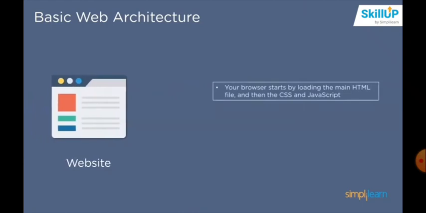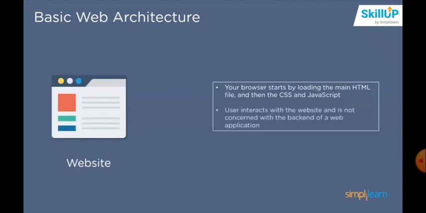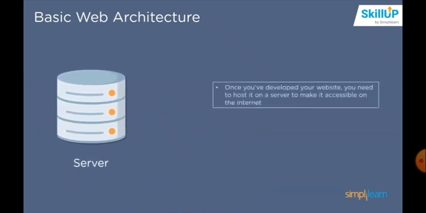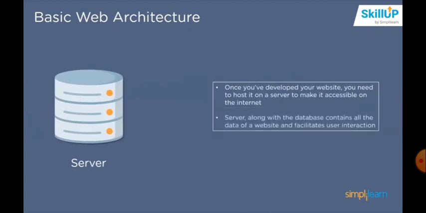First up, let's have a look at what a website is. Your browser starts by loading the main HTML file and then the CSS and JavaScript. The user interacts with the website and is not concerned with the backend of an application. Now, secondly, we have the server. Once you've developed your website, you'll have to host it on your server to make it accessible on the internet. The server, along with the database, contains all the data of a website and facilitates user interaction.